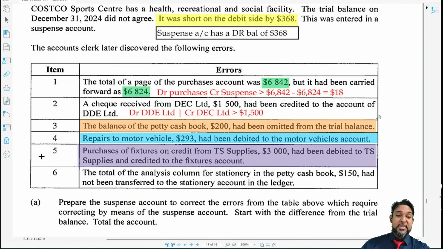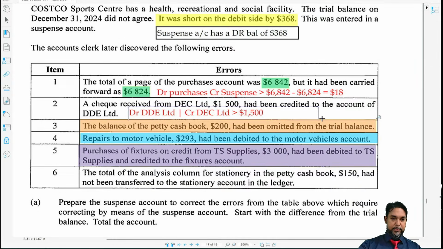But what did it tell us? We debited TS and credited fixtures. So this is a complete reversal of entries. And with a complete reversal, what you have to do is reverse the reversal. So in other words, do the correct debit and credit, but for double the amount. Why double the amount? Because one, to cancel the incorrect debit and credit, and two, to put in the correct debit and credit. So anytime you have a complete reversal of entries, you execute the correct debit and credit, but for double the amount. Once to cancel the error, and once to enter the correct information.